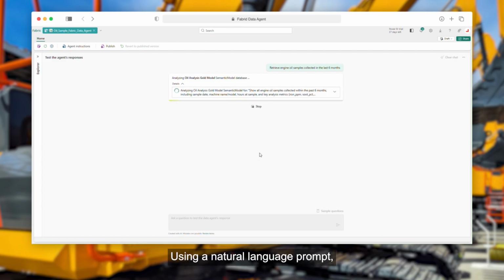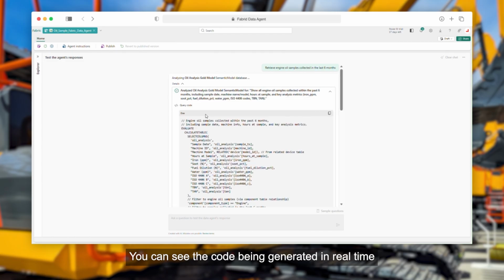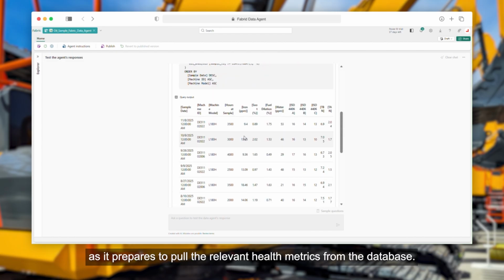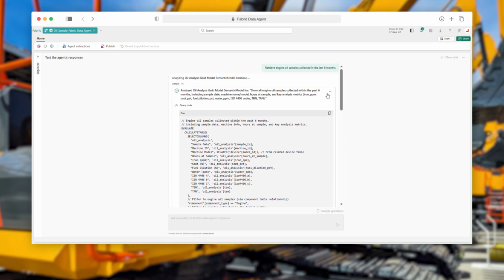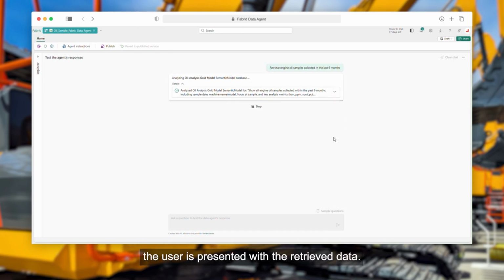Using a natural language prompt, it generates the specific code required to execute the query against the oil sample data semantic model. You can see the code being generated in real time as it prepares to pull the relevant health metrics from the database. In just a few seconds, the user is presented with the retrieved data.